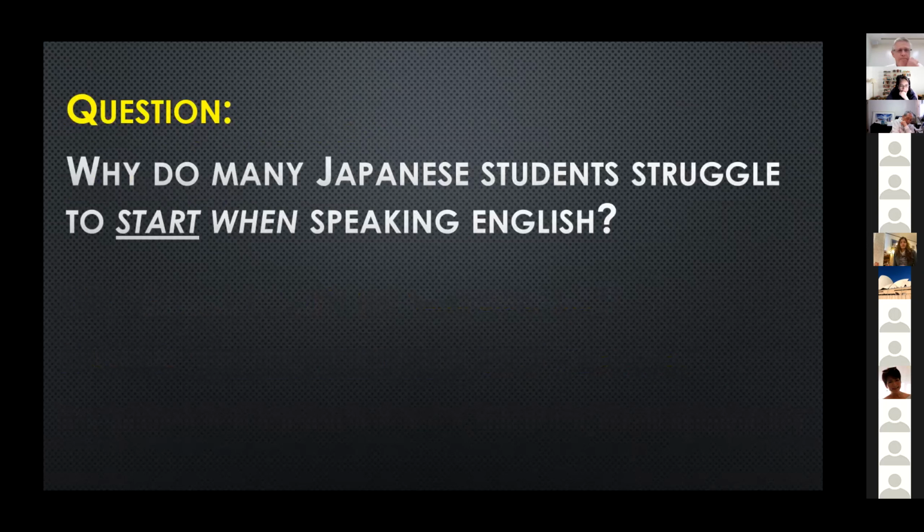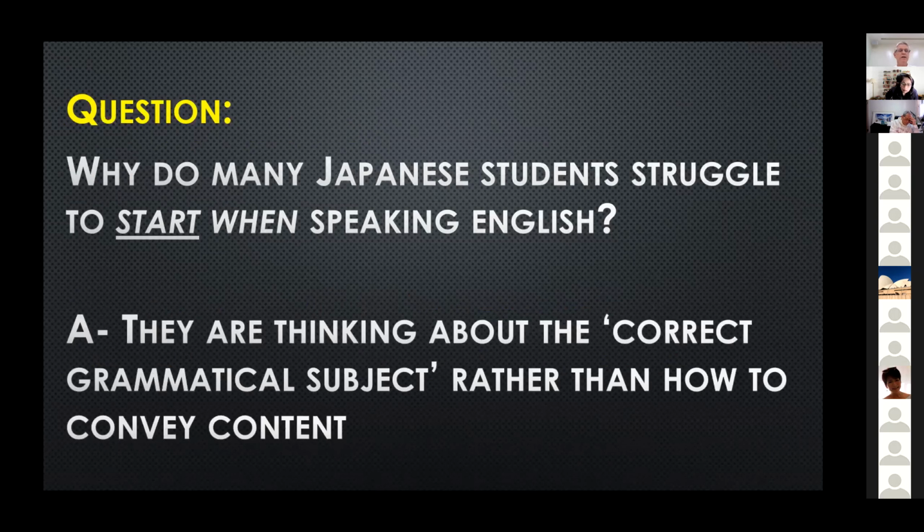Now, probably you've noticed a lot of Japanese students struggling to start when speaking English. Now, this is natural for learners of any language. How to begin a phrase is rather difficult. But why in particular does it happen with Japanese students where they want to speak and they get all caught up in that first word? I think the answer is they're thinking about what is the correct grammatical subject of this sentence, rather than focusing on whatever it is that they want to convey, the content.